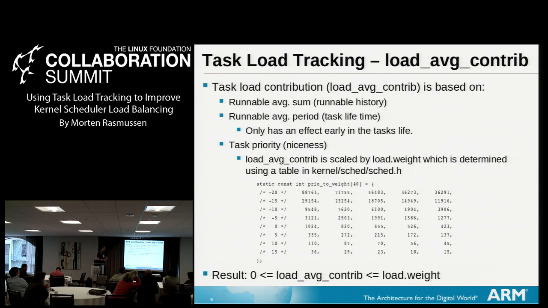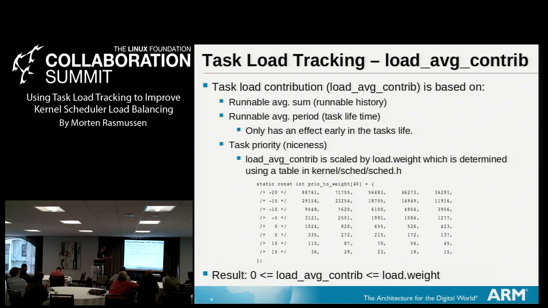Another important thing is that the load average contribution is actually scaled by something called the load weight. And the load weight has been used in the scheduler for years. The default load weight of a task is 1024, as shown in the table here. That's the weight a task gets if it's got a priority of nice 0. If it's got a higher priority, it will have a higher load weight. If it's got a lower priority, it will have a lower load weight.